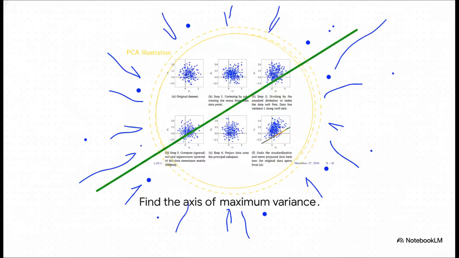And now for the magic. The algorithm literally searches for a brand new axis, a new line, that captures the absolute maximum amount of spread in the data. It's like it rotates a ruler through that data cloud until it finds the one perfect angle where the points are most stretched out. You can see it right there, that green line. That line, that direction of maximum information, that's our first and most important principal component.